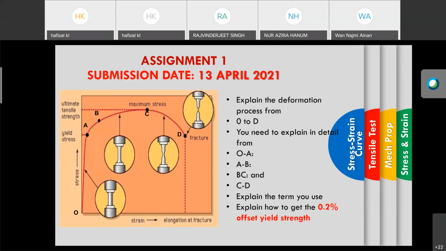Right. So this is assignment 1. After this we will have another assignment, assignment 2. So my part is assignment 1 and assignment 2. If you don't have any questions, I will stop here.